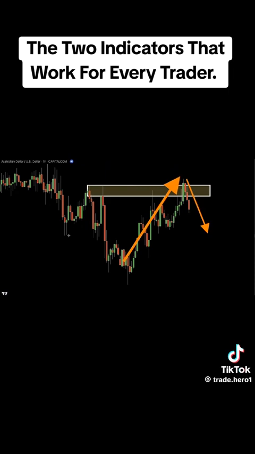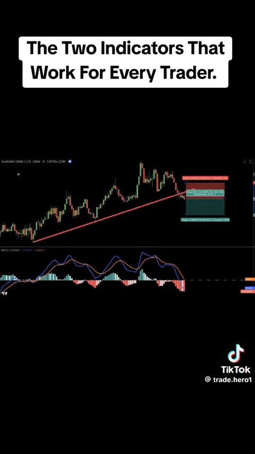That rejection adds weight to our bearish bias. It suggests that the market may now be on its way down toward the next major support level. So here's how we'd approach this trade.